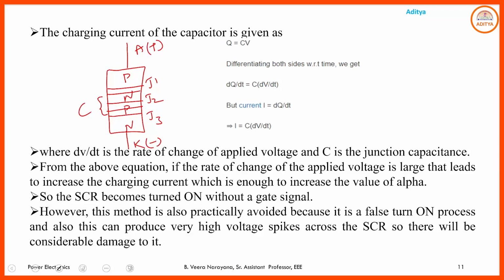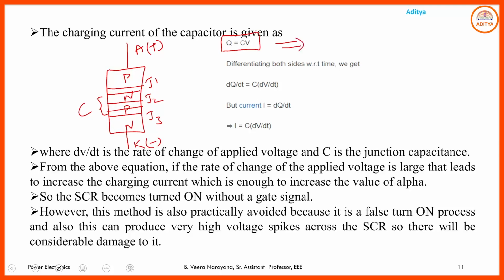So the charge stored by the capacitor is simply given by Q equals CV. Differentiating this expression on both sides with respect to t, what do you get? dq by dt equals C into dv by dt.